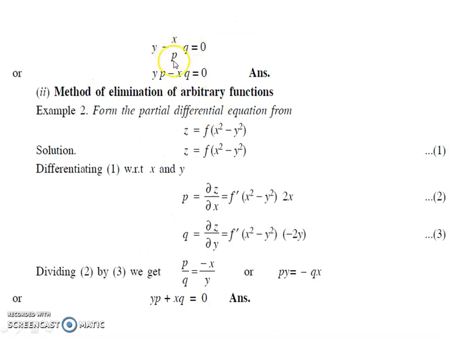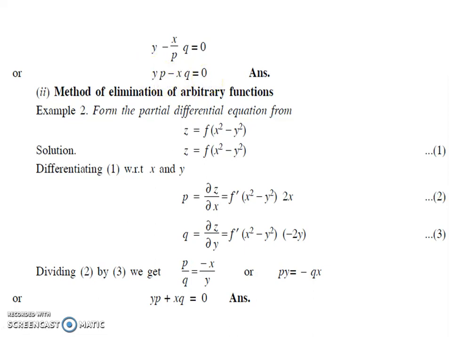So ultimately, what you have eliminated is this arbitrary constant c and arbitrary constant a. The final equation is this one, where p stands for curly z by curly x and q stands for curly z over curly y. So this is the final partial differential equation.